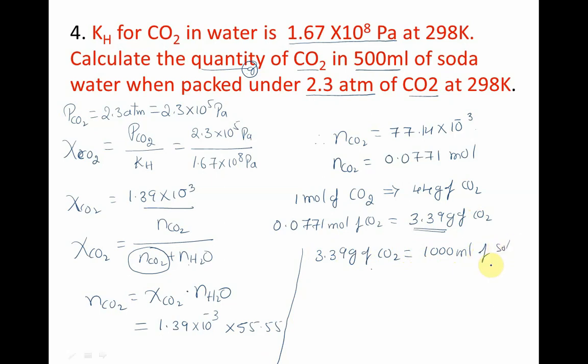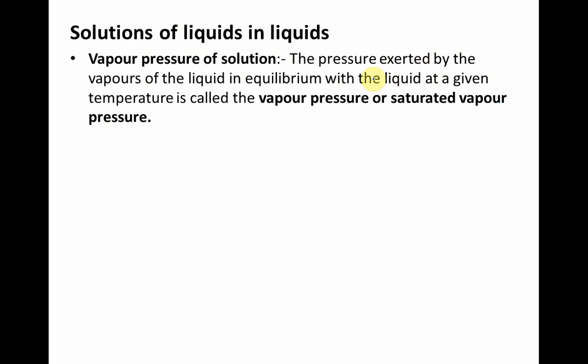What I need to calculate is, in 500 ml of solution, what is the amount of carbon dioxide present? 1.697 grams of CO2. So this is the amount of carbon dioxide present in 500 ml at this temperature and pressure. Please note it down. Okay students, we will move further.